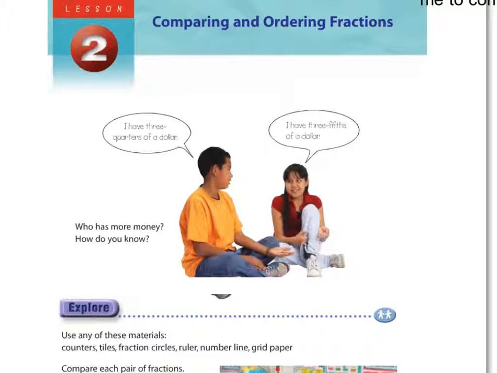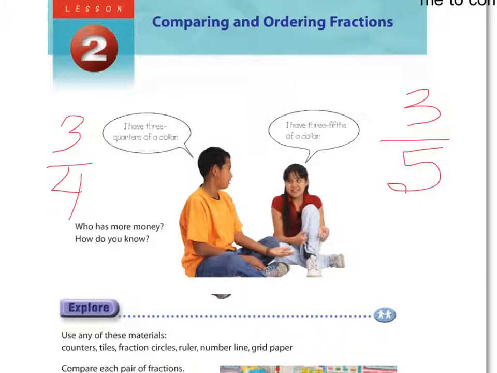Right, let's start and take a quick look at our first question here. I have 3/4 of a dollar, so 3/4 as a fraction. And I have 3/5 of a dollar. Who has more? How do you know? Turn and talk to your elbow partners. Press pause and turn and talk to your elbow partners. Any thoughts on which one of those fractions is larger and why you think so?